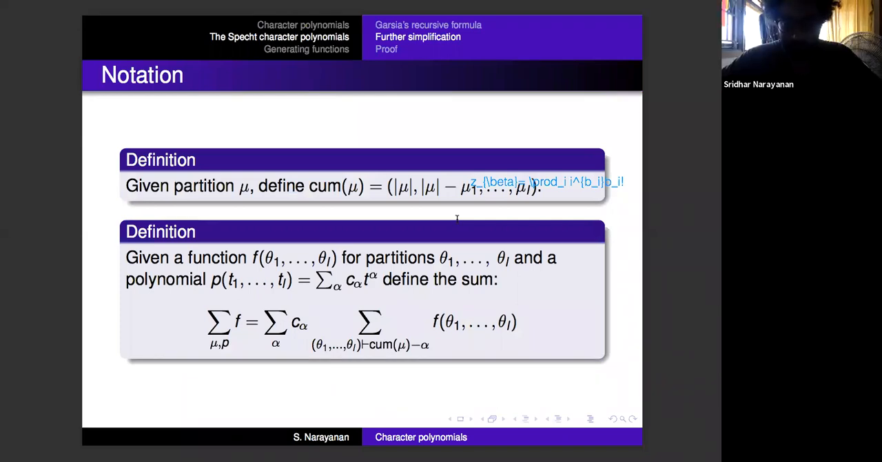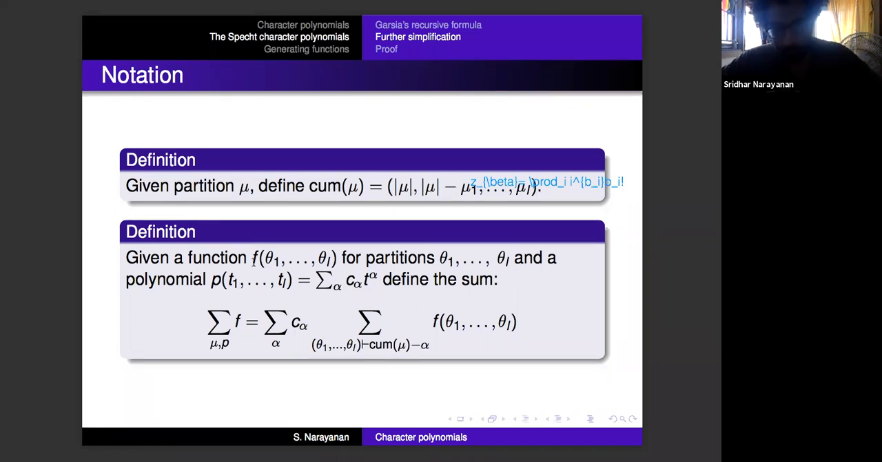Before we state the simplification, we need some notation. Given a partition mu, we define the cumulant of mu. If mu is of length L, then the cumulant is a tuple of length L. The first entry is the size of mu. The second entry is the size of mu minus the first row. The third entry is the size of mu minus the first two rows, and so on, up to mu L. So the ith entry is the size of mu minus the first i minus one rows. That's what we mean by the cumulant of mu.